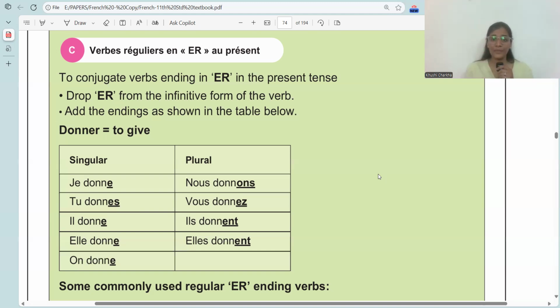You can memorize it by making some action as well. E, ES, E. Je is E, tu is ES, il, elle, on is E. Next side: nous is ONS, vous is EZ, ils, elles is ENT. Clear with this topic? Clear with this part at least?